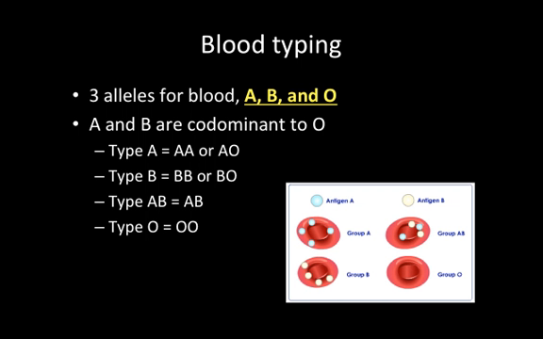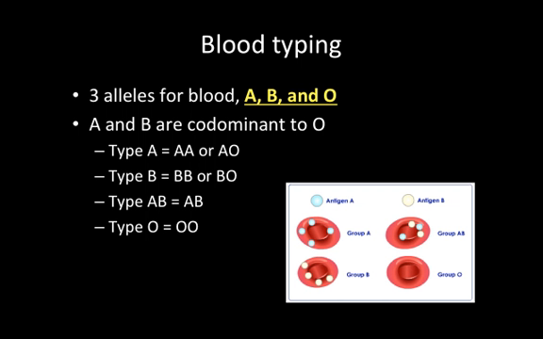With blood typing, there are 3 alleles for blood. There's A, B, and O. And A and B are both codominant to type O. So if we have type A, we either have AA or AO. Remember that A is dominant to O. With B, you either have BB or BO, where B is dominant to O. But you can have type AB if you have one allele of A and one allele of B. Remember, they are codominant, so both are expressed.